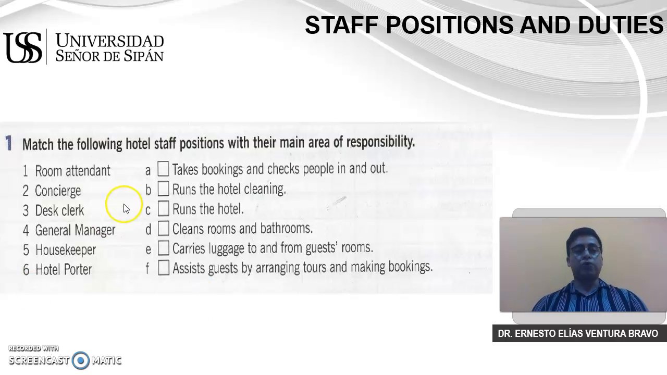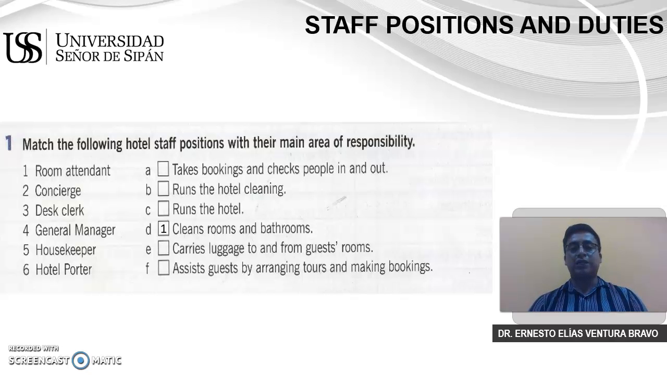So let's see. Room attendant. What is the correct, in this case, responsibility? We have takes bookings and checks people in and out, runs the hotel cleaning, runs the hotel, cleans rooms and bathrooms, carries luggage to and from guest rooms, and assists guests by arranging tours and making bookings. So in this case, room attendant is letter D. So the responsibility is to clean rooms and bathrooms.